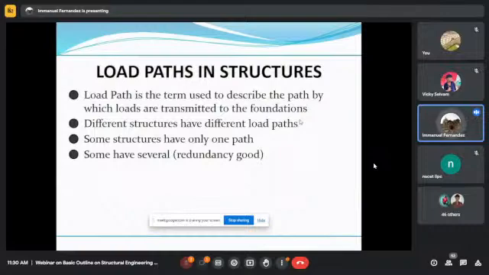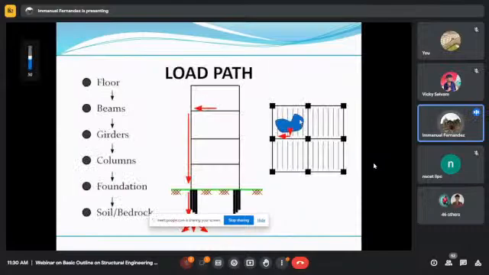And I just want to show you the load flow path, how the structure behaves. Different structures have different load flow paths. Some structures have only one path and some have two or three paths. Generally, what happens is from the floor, the load flows to the beam, and from the beam, the load flows to the column and to the foundation and then to the soil.